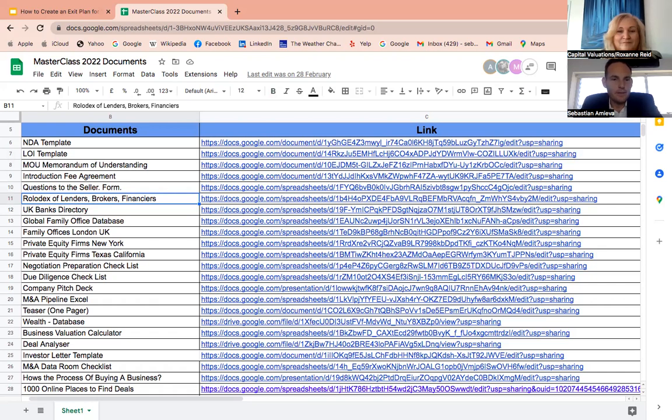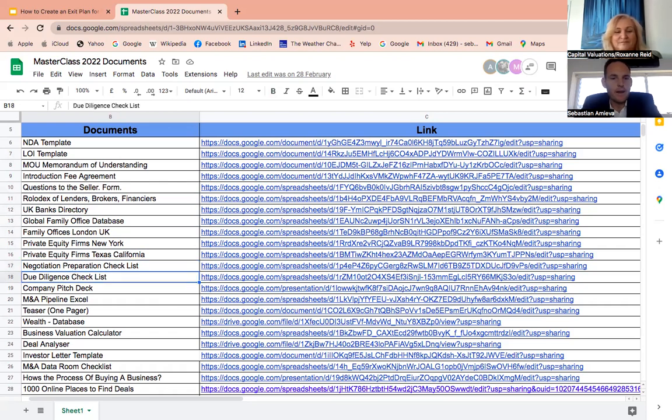A UK bank directory that you could use as a deal maker, and a global family office database that is also very helpful to find co-investors and co-partners. I have a private equity firms in New York database, and private equity firms in Texas and California. I have a very good negotiation preparation checklist that I took from Harvard, in Massachusetts. When I went there to study negotiation, I took this checklist and adapted it to the M&A space.